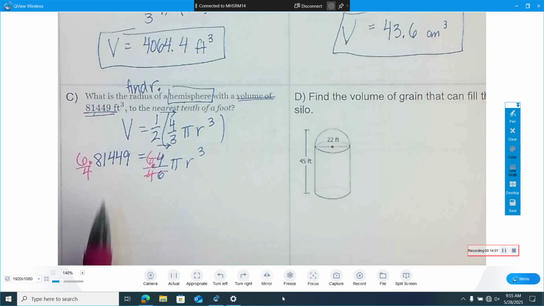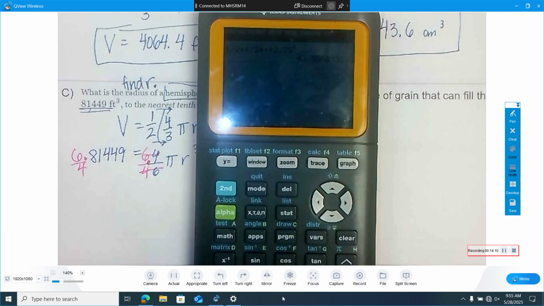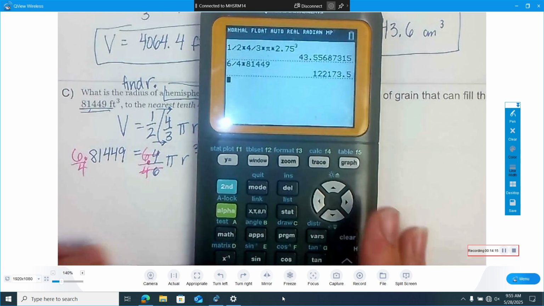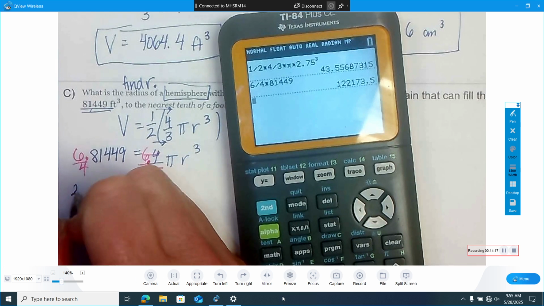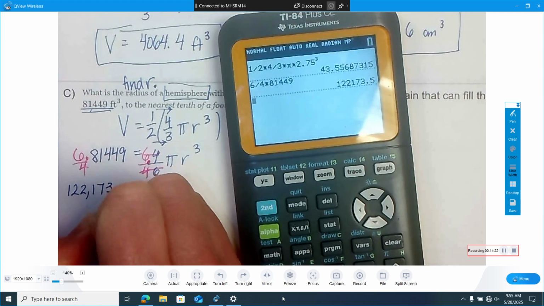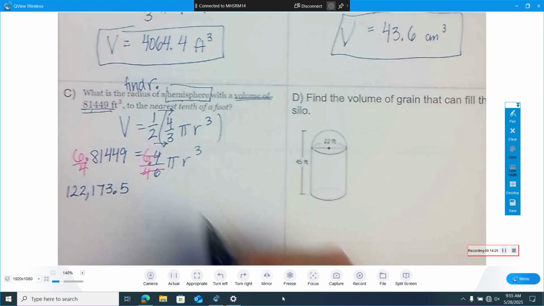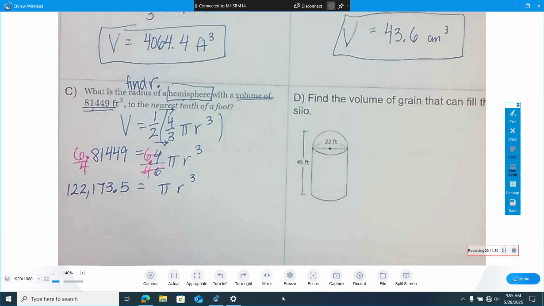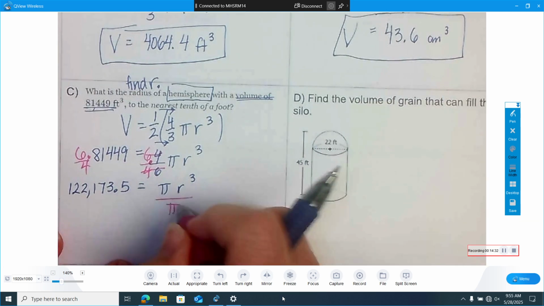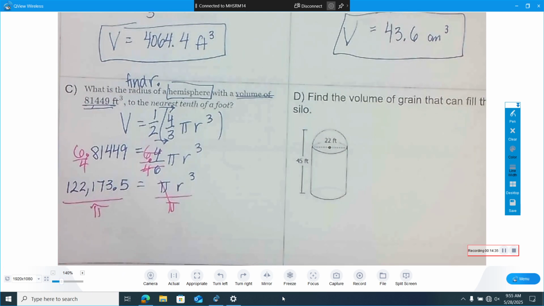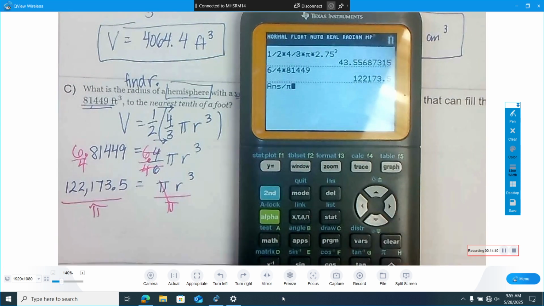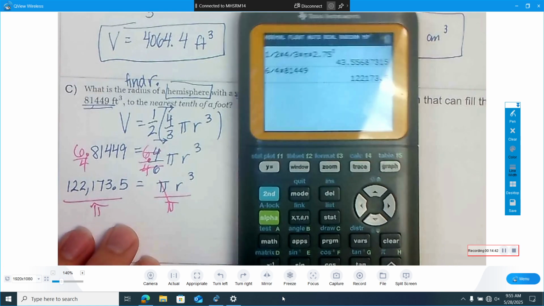All right. Over here on the left-hand side, I can do 6/4 times 81,449. And that gives me 122,173.5. Crazy. Equals pi radius cubed. Now what do you want to do? Divide by pi. Sure, let's divide by pi. So that cancels out, and I can do that in my calculator. Again, I'm just going to divide by pi, so it pulls in my answer.